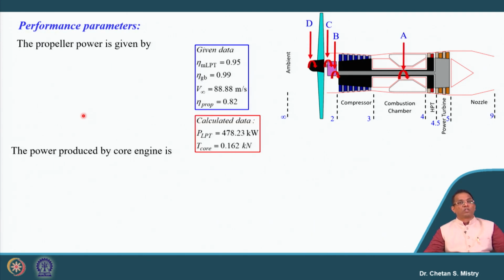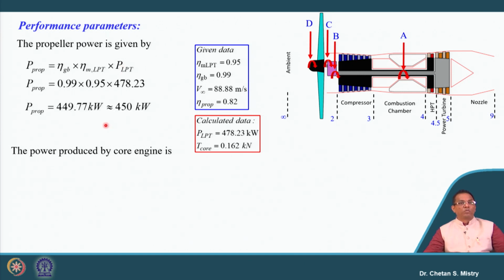Okay, now let's look at what we mean by propeller power. This propeller power can be given in terms of efficiency terms: the gearbox efficiency into mechanical efficiency of the LP turbine, and power that will be generated by the LP turbine. If we put all together, the power required to rotate this propeller will be 450 kilowatt. Okay, and if we calculate the power that will be produced by the core engine, that is given by T core into V infinity, and that is 14.4 kilowatt.